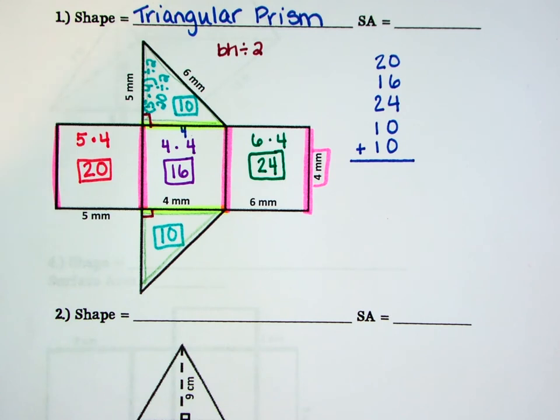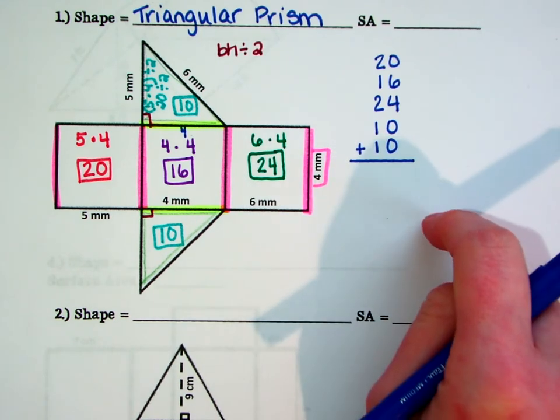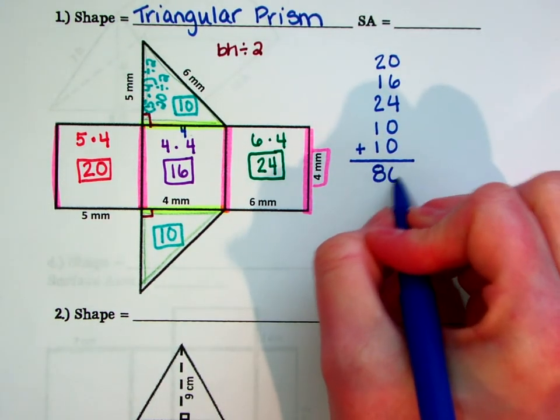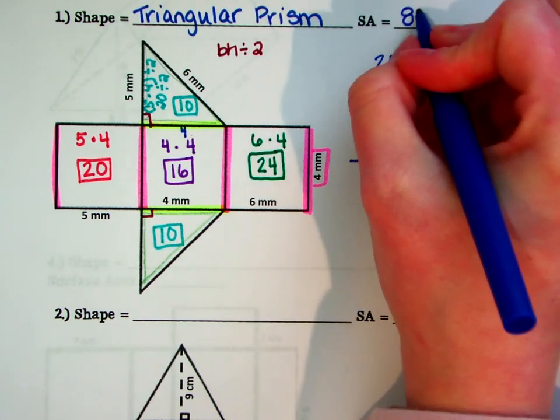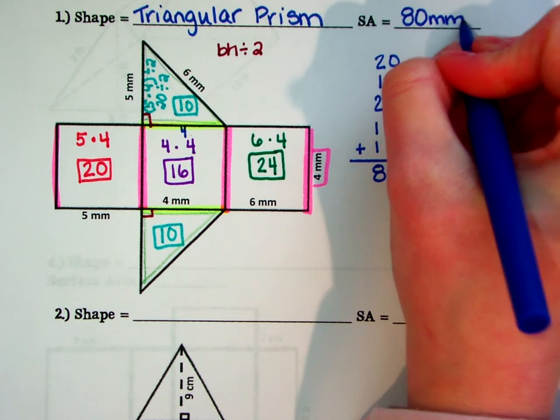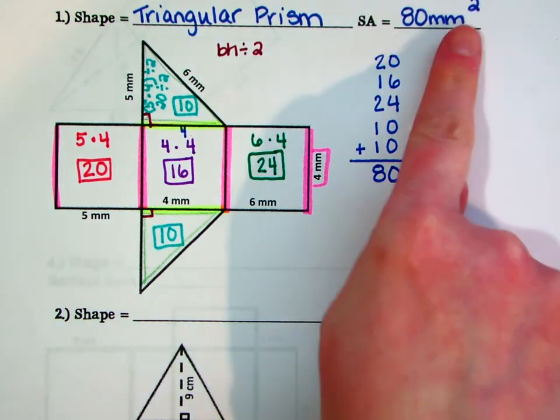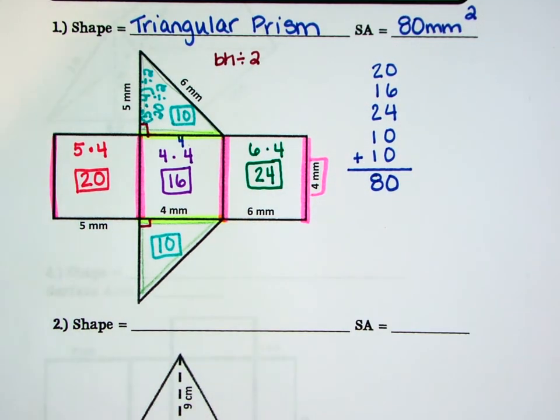So when I add all these together, surely you've already figured out that it is 80 millimeters squared, because we're talking about area. So we get 80. And I'm going to go back up here to where it says surface area and put 80 millimeters squared. We are still talking about area. They are squared. Don't forget that.